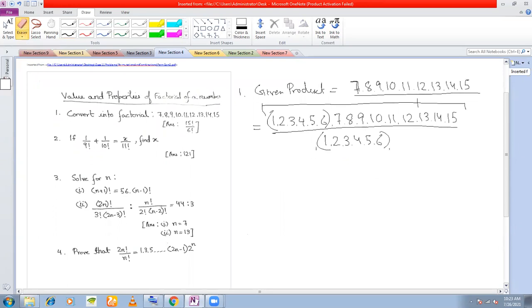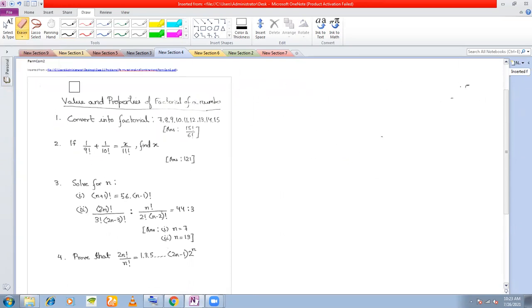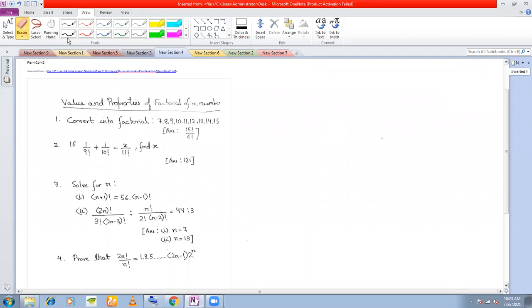Next sum. Number 2. If 1 by 9 factorial plus 1 by 10 factorial is equal to x by 11 factorial, find x. Okay. So now see, in this kind of a sum, we shall use the second property of the factorial. See, 9 is a lower number, you keep it as it is. 10 is the higher number, right? So you convert 10 factorial to 10 into 9 factorial.